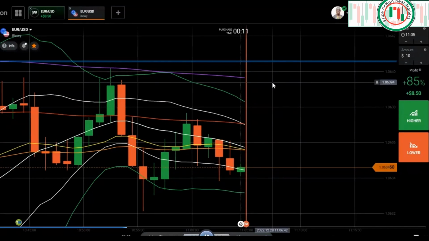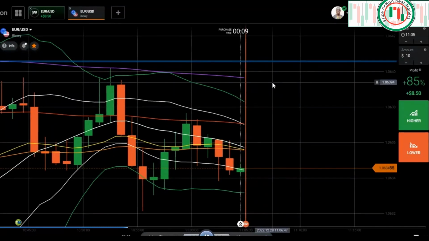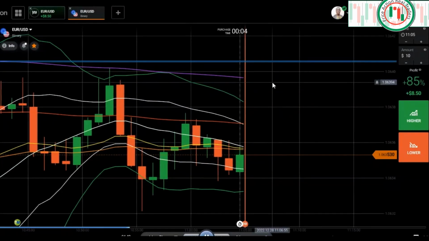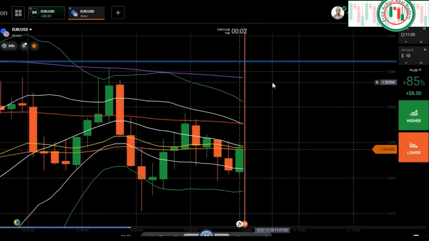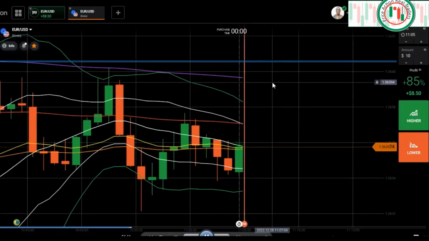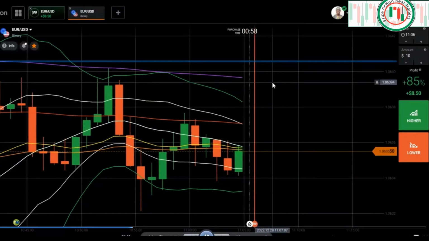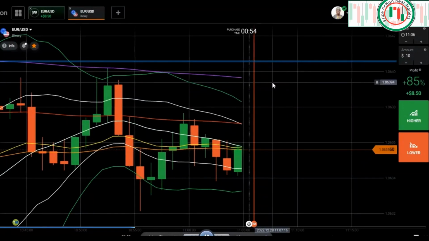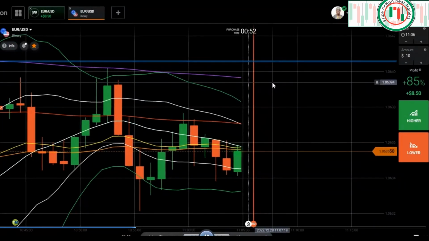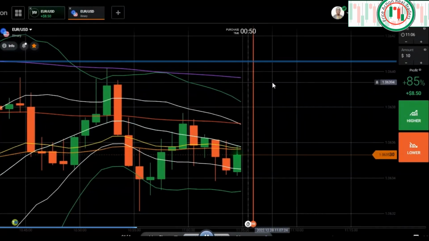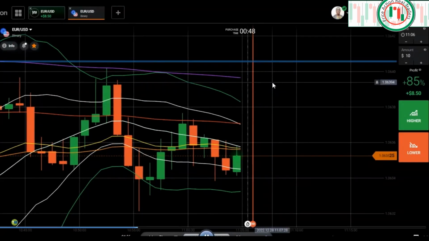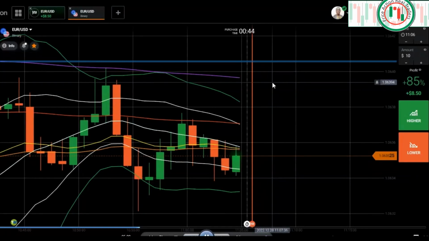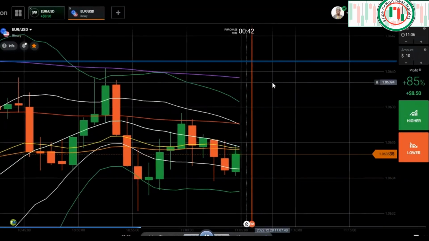So here I will wait for another opportunity. I will not place my trade again here because of ranging market. You see 200, 150 and 20 are flat, closer to each other. So in this situation we have to wait for the right opportunity. So I will wait.